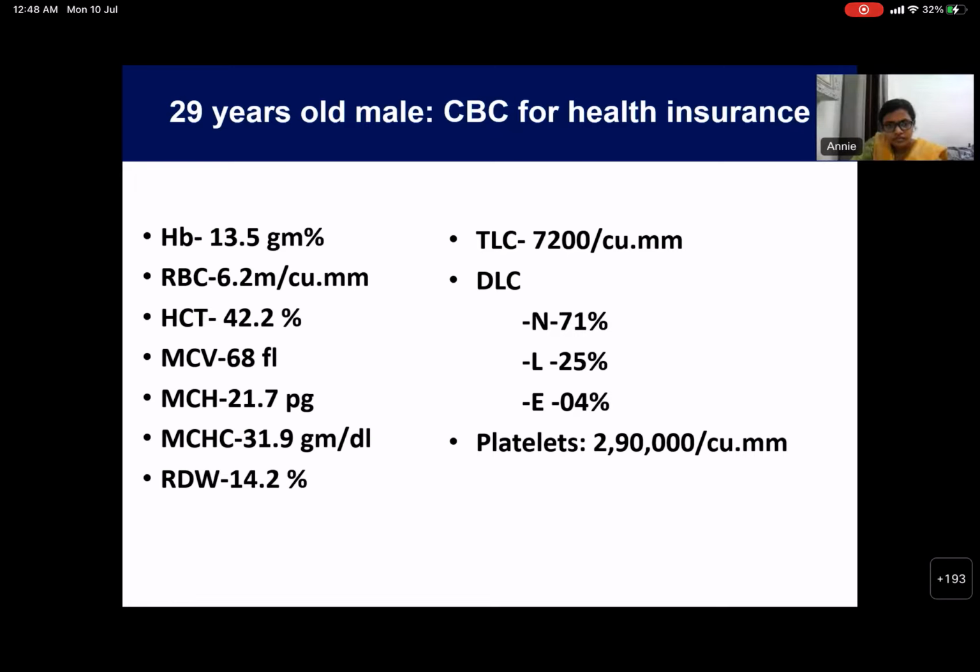Okay, so we have a hemoglobin which is normal. Chat, many have answered thalassemia. Yeah, thalassemia trait. A lot of people have answered, which is right. So you're dealing with a hemoglobin which is normal.